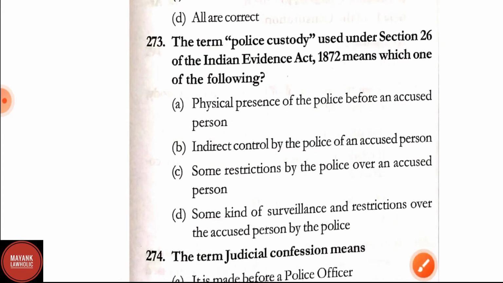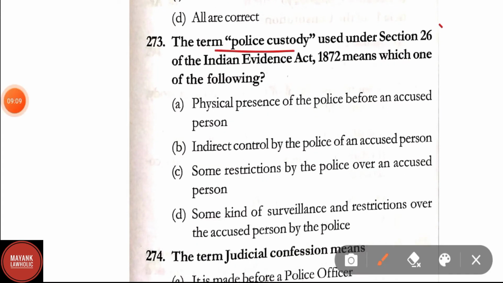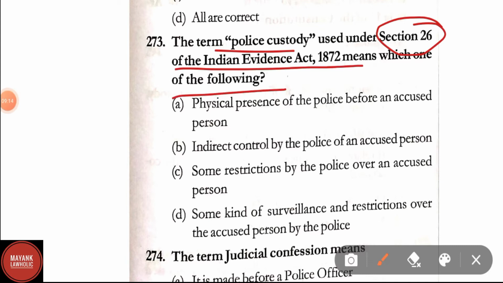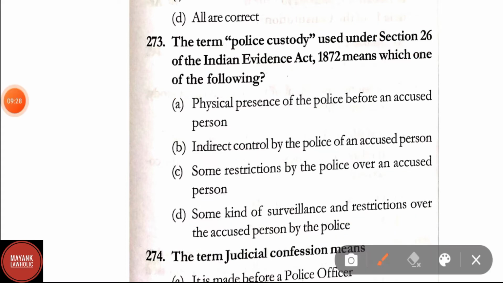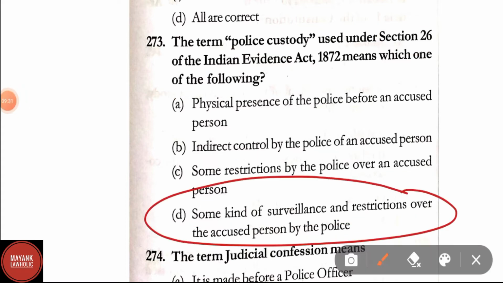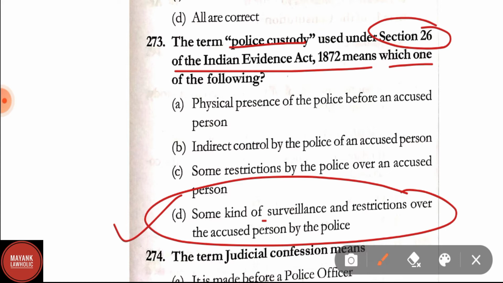Question number 273. The term police custody under Section 26 of the Indian Evidence Act means which of the following? Option A. Physical presence of the police before an accused person. B. Indirect control by the police of an accused person. C. Some restrictions by the police over an accused person. D. Some kind of surveillance and restrictions over the accused person by the police. Here the correct answer is option D. The term police custody used under Section 26 of the Indian Evidence Act means some kind of surveillance and restrictions over the accused person by the police.